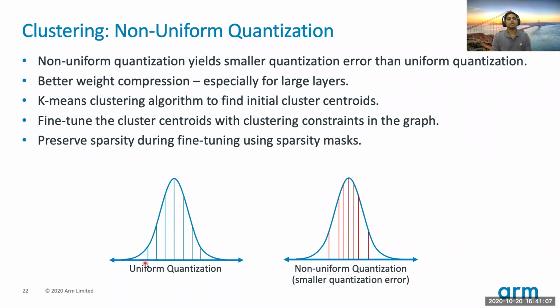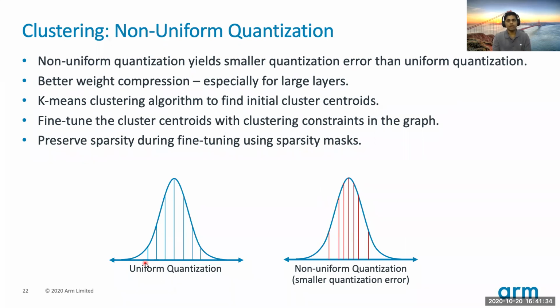So what do we have to do? How do we get clustering? The simple thing that we do is use the k-means clustering algorithm, which is a popular clustering algorithm in traditional machine learning, to find the initial cluster centroids. Once we find the initial cluster centroids, that is not generally sufficient, because we are doing some approximation, and we lose accuracy because of that.